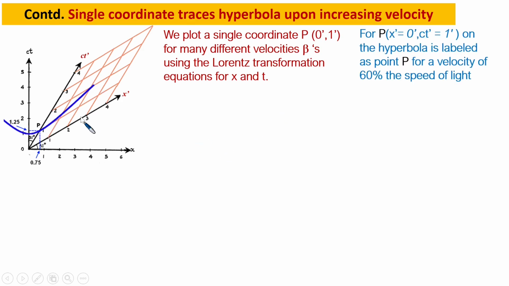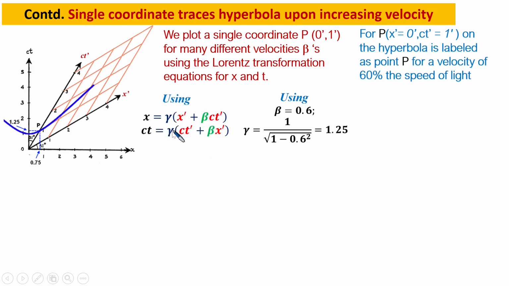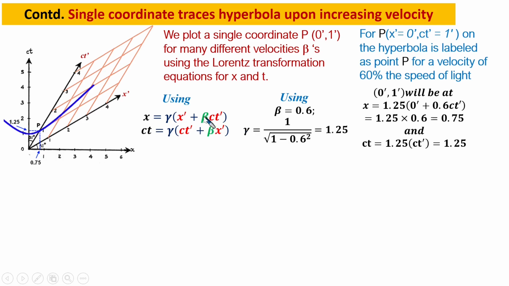So let us see how you get this. As I said here, for P, x prime is 0 and ct prime is 1 on a hyperbola, labeled as point P, for a velocity of 60% the speed of light. So using this Lorentz transformation equation and using velocity 0.6, I get gamma equal to 1.25. So substituting this gamma and x prime, I get x and ct as 0.75 and 1.25, which I explained earlier here.